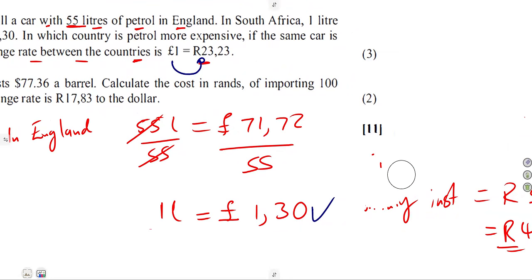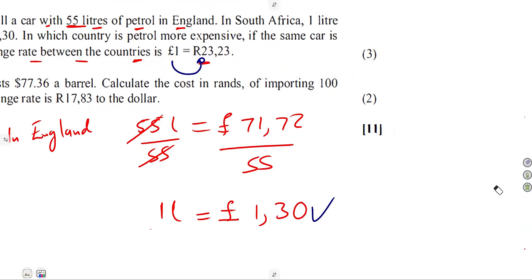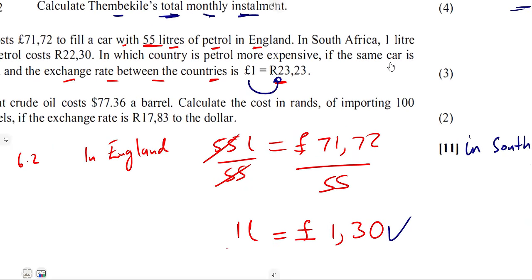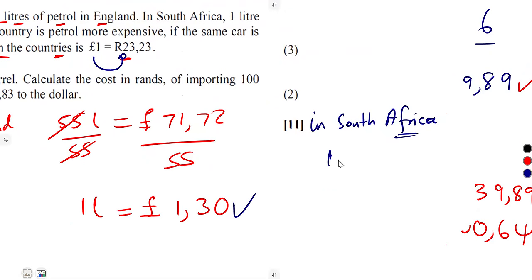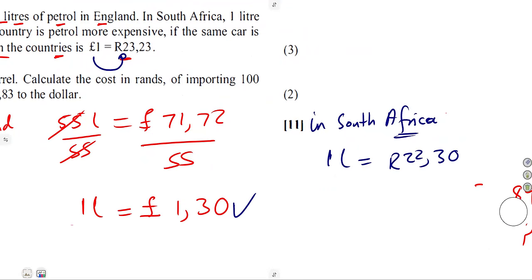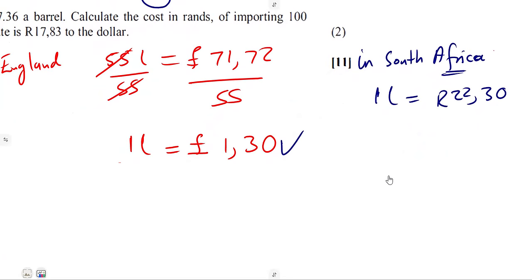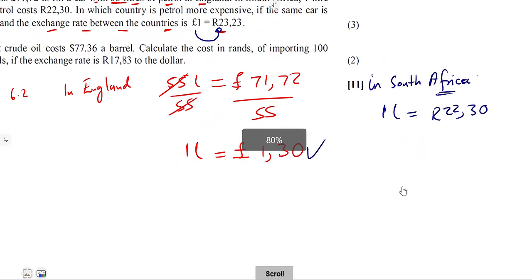So let's talk about this one, for South Africa. In South Africa, what are we having there? We can see that we have got the cost of a liter. 1 liter costs what? 22.30. 1 liter is equivalent to 22.30. That is the cost in what? In rands. But in England, we are given the cost in what? In pounds. How can we compare to say which one is bigger?